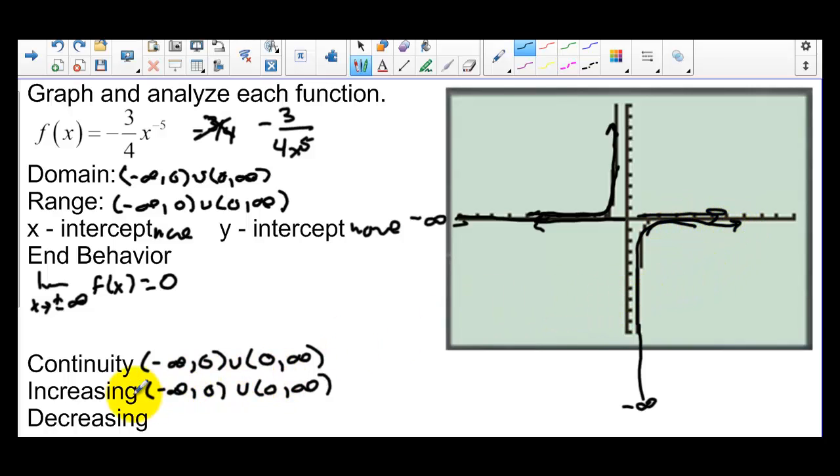But regardless, this function is increasing the entire time, except where it doesn't exist, and it doesn't exist at 0. Decreasing, none.